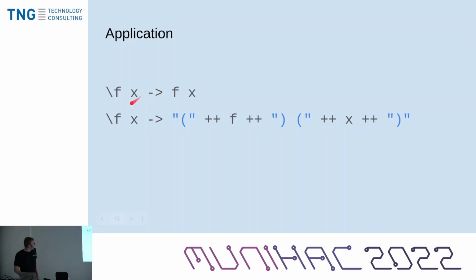Now, the first function on the top of the screen here, this is the dollar in Haskell. This is normal function application. And for staged application, we will take the source code of f, the source code of x. We will put both f and x in parentheses. And this is how we get staged application. This will give us too many parentheses because they are not always necessary, but this is not a big problem.